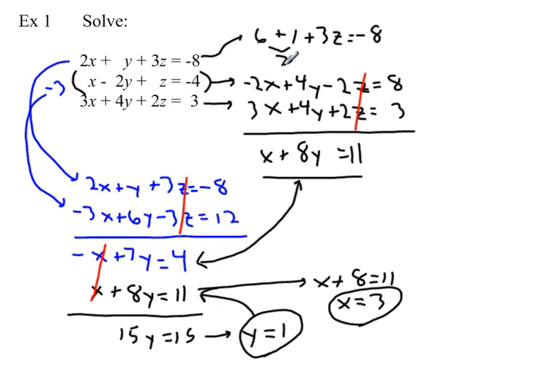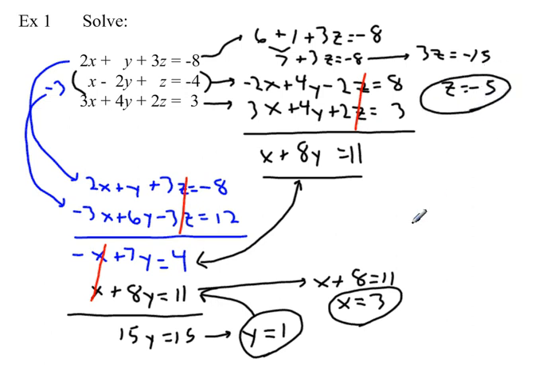Okay, I know this is going to give me 7 plus 3z equals -8. If we subtract 7 from both sides, we get 3z equals -15. And dividing by 3 gives us z equals -5. And there's our three variables.